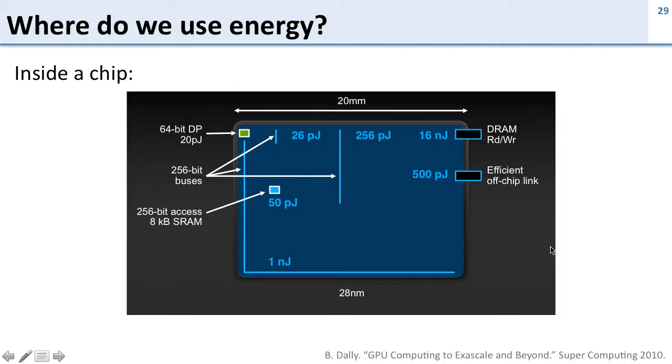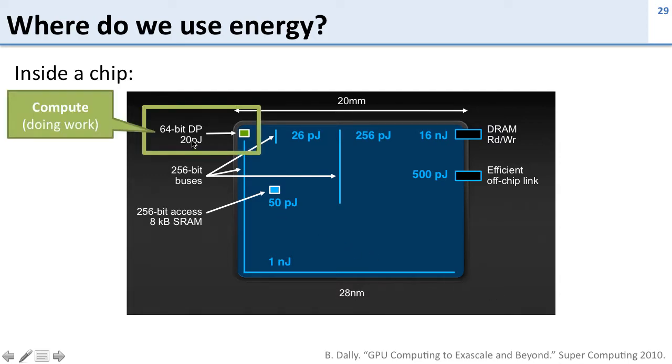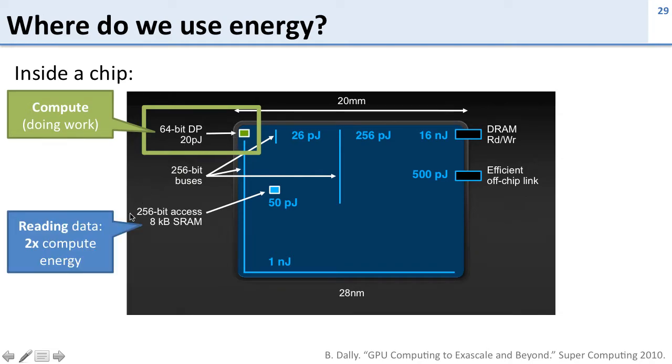Let's take a look inside a chip. So this is from a GPU from NVIDIA, and what we can see here is that doing the computation, doing the work, is a very small amount of energy, 20 picojoules for a 64-bit double precision fused multiply add. Tiny amount of energy. If we look at reading the data from an SRAM, a small memory, 8 kilobytes, this is twice the amount of energy as actually doing the computation. So reading the data is more energy than doing the computation.